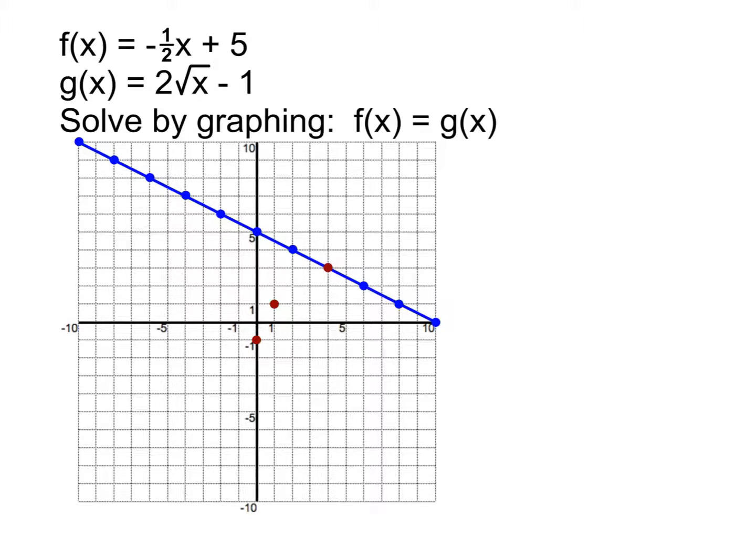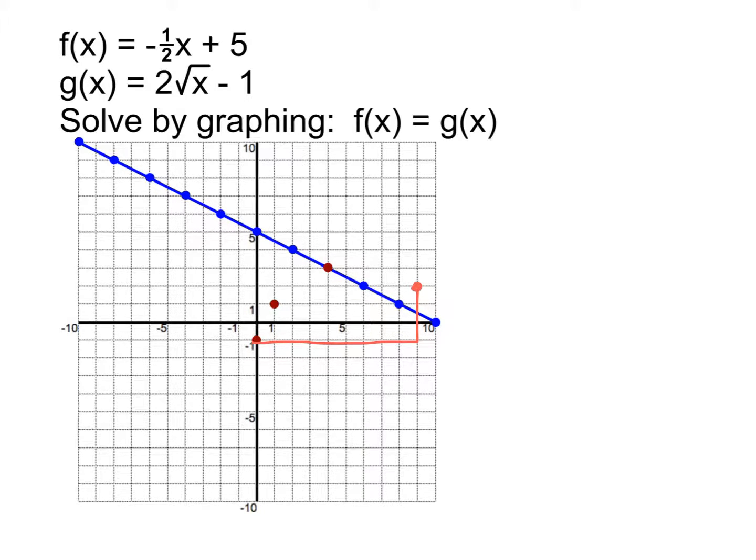And then I do want to finish out this graph. Sometimes these things behave oddly. We want to make sure that we can see the whole graph to make sure there's not more than one intersection point. So then my next point, I would go over 9, normally over 9 and up 3.